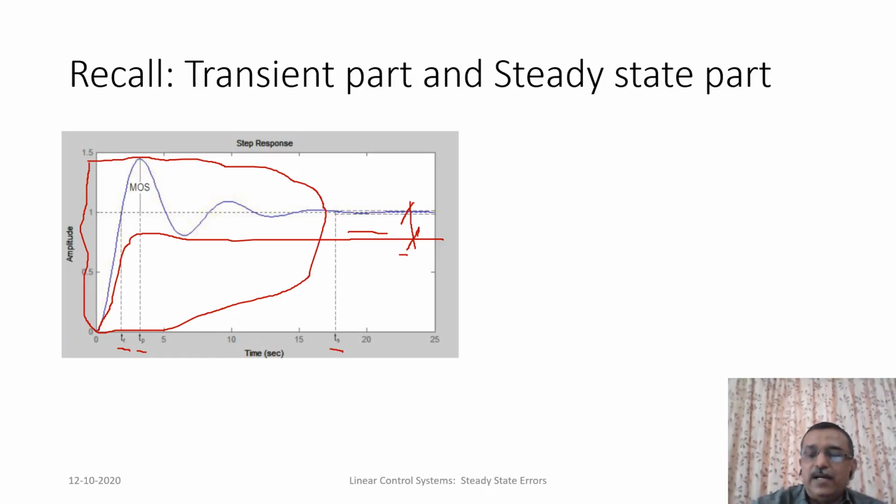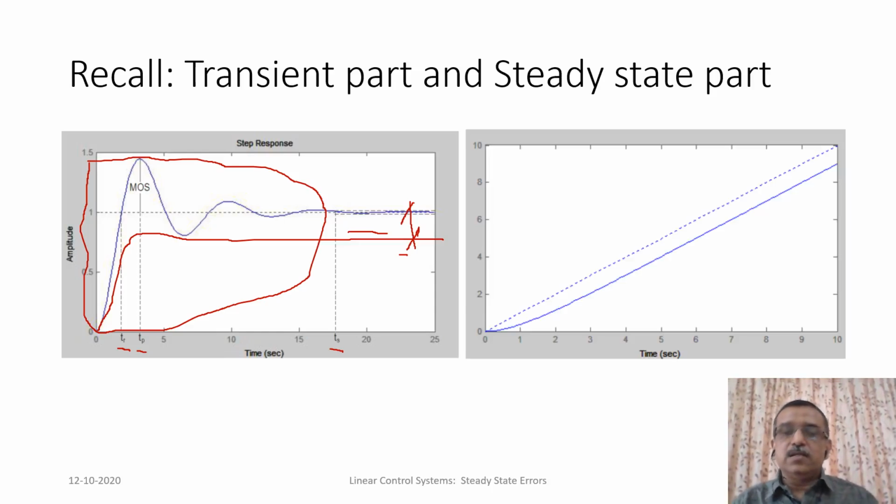If you are measuring current in an electronic circuit, the steady state error should be less than 0.001 milliampere. But if you are measuring current in a power system, the steady state error could be 0.1 ampere. So it depends, okay. So this is a ramp input.